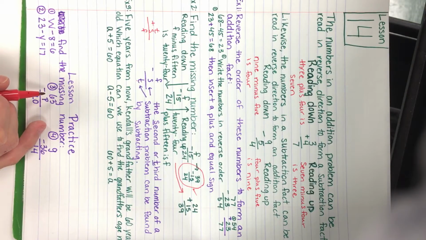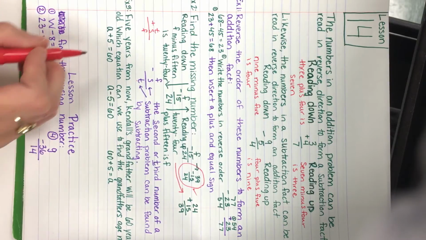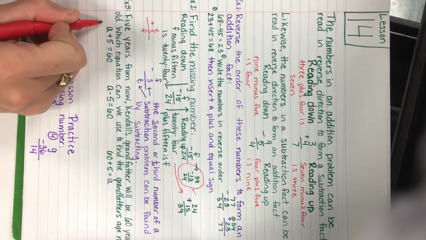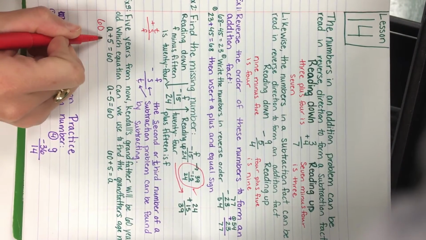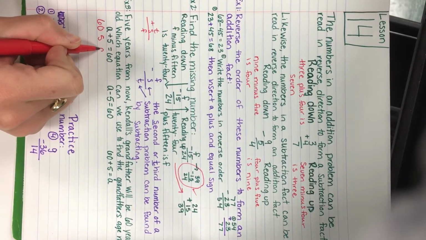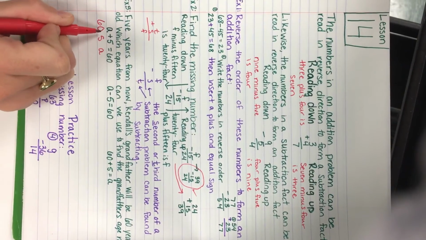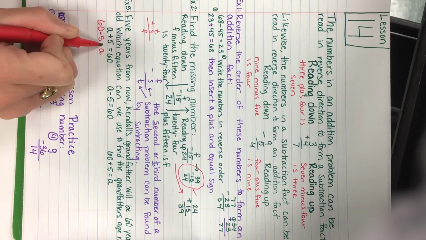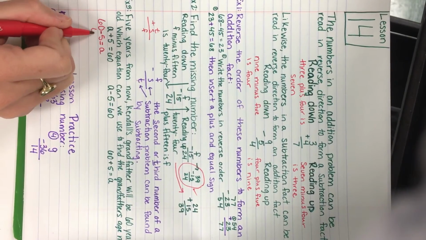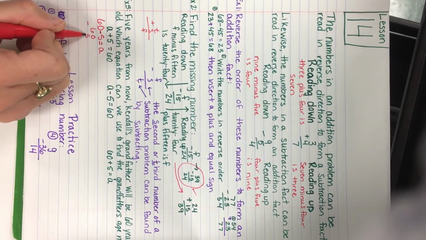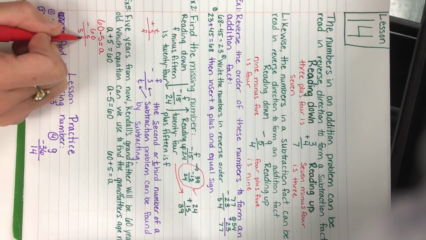First equation, we find the missing addend by subtracting, okay? So we're going to write this backwards. 60, 5, A. So since it's addition, we've got to make it subtraction. So we do 60 take away 5. That equals 55.